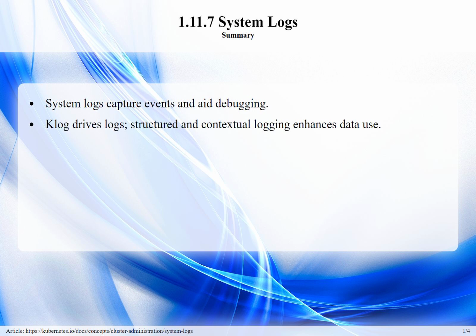The Klog library generates log messages for Kubernetes components, and as of version 1.23, Kubernetes started adopting structured and contextual logging. While some Klog flags are deprecated, logging now supports storing logs as JSON, allowing easier data processing.